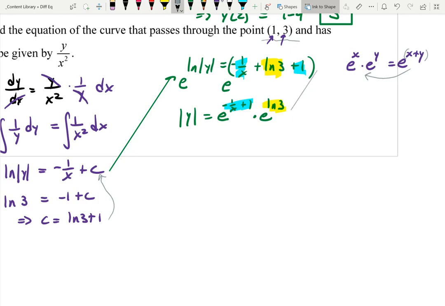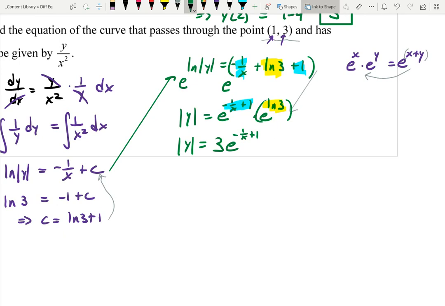I've only chosen to pull the ln 3 out. And the reason I've done that is because e and ln can now cancel each other out, and I can express this as absolute value of y. This term right here is just going to become 3. You don't have to do that, but it just looks nicer that way when you can pull that 3 down in front.